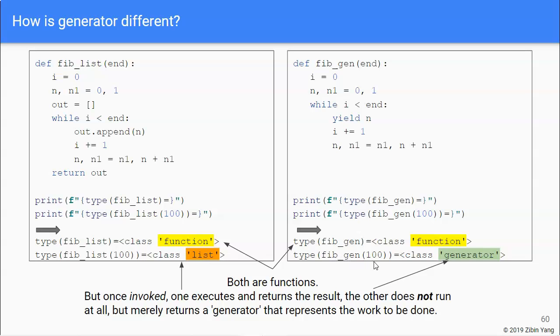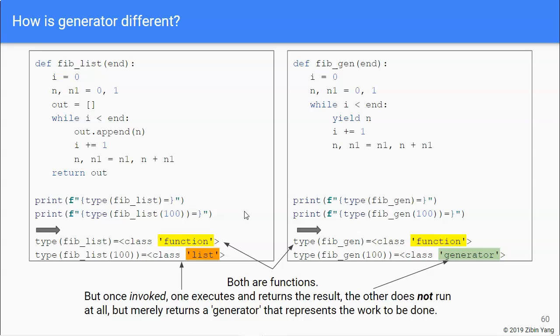However, for fibgen, which is a function but has the yield keyword in it, what it returns is not the list or any number just yet. What it returns in that case is a generator. So this generator represents the work that it will do, but it hasn't done any work yet when we call it. That is very important to keep in mind.